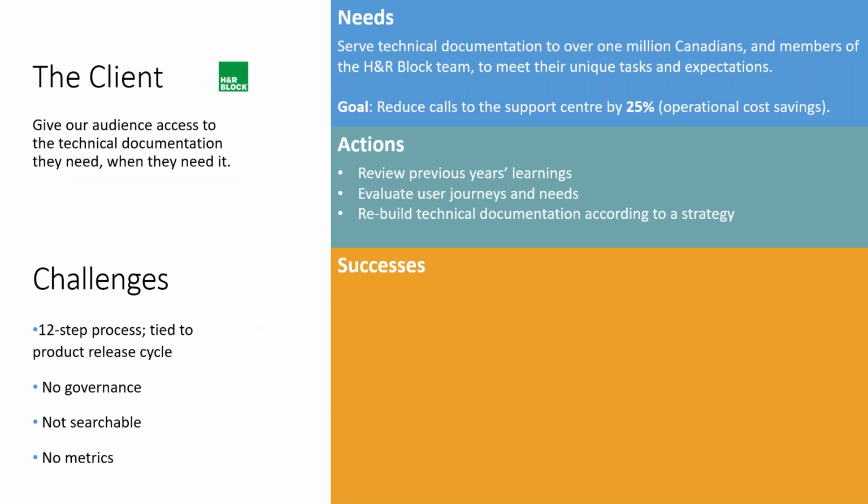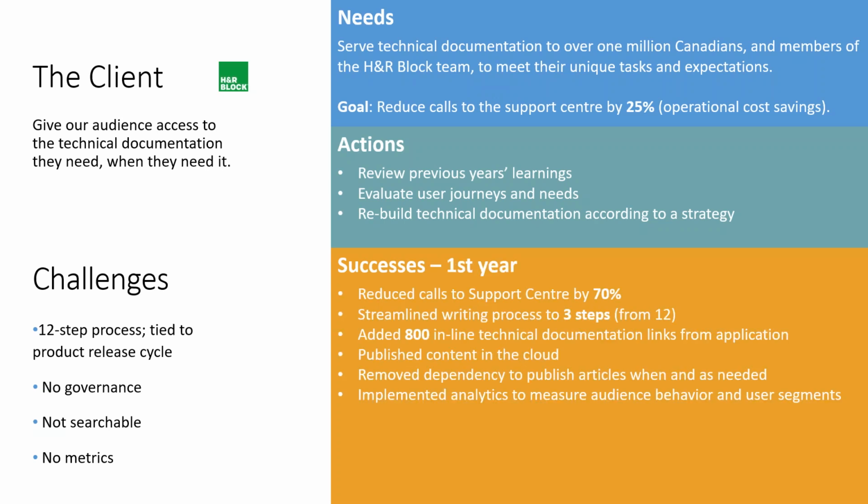And so after all that strategizing and with the content out in the wild, tax season came and went, and it was time to see how we had done. It was so exciting to see that our content strategy was working. In fact, in that first year alone, we successfully reduced calls to the support center by 70% and moved to a process where creating technical documentation only required 3 steps instead of 12.